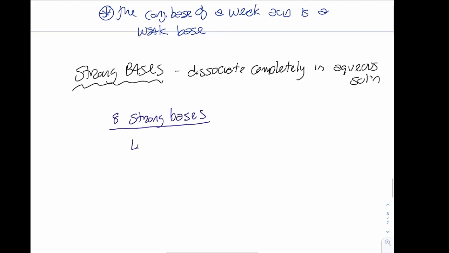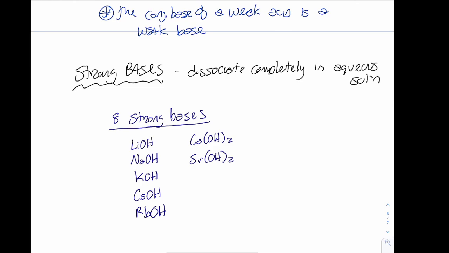So lithium hydroxide, sodium hydroxide, potassium hydroxide, cesium hydroxide, rubidium, and then also calcium hydroxide, strontium, and barium.